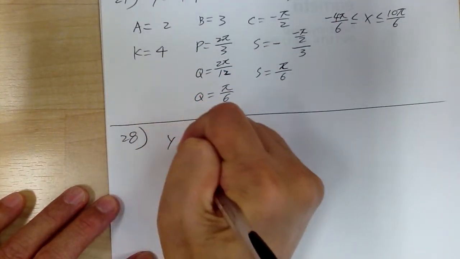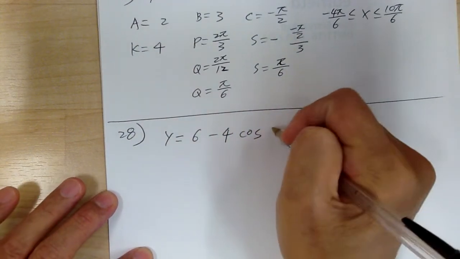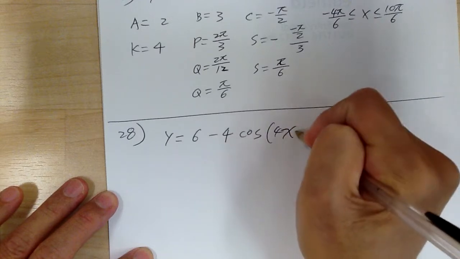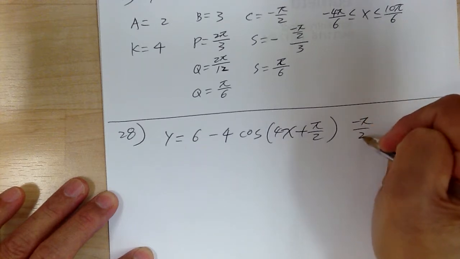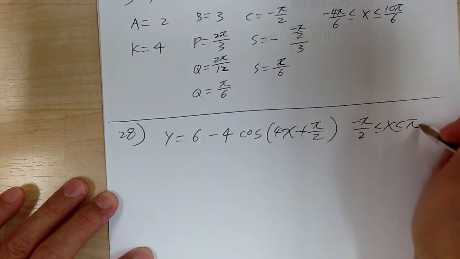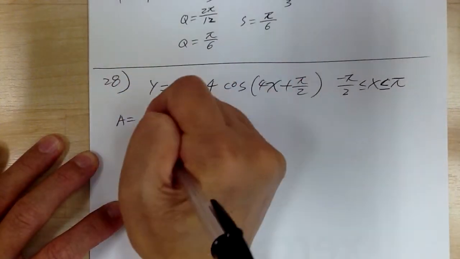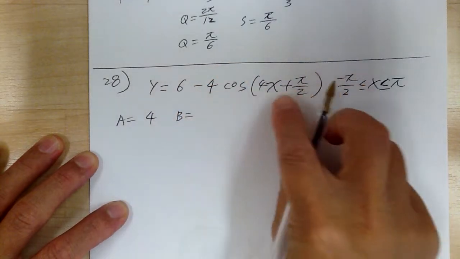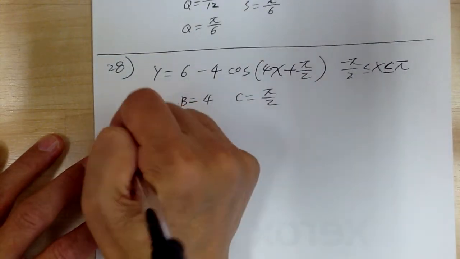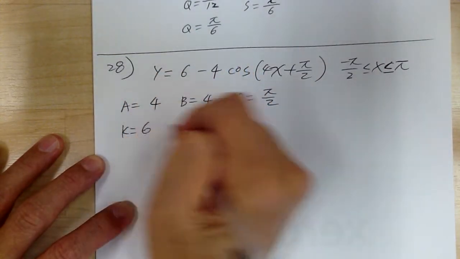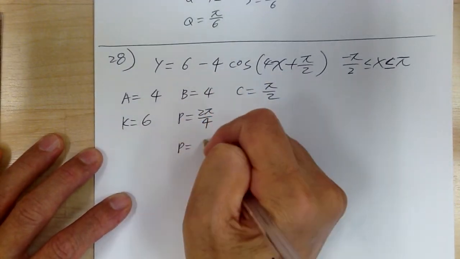Okay, let's go to number 28. Number 28, you have y equal to 6 minus 4 cosine 4x plus pi over 2, and you're going from -pi over 2 to pi. Okay, so you can get all your information. So A equal to 4, B equal to 4, C equal to pi over 2, so K equal to 6, and P equal to 2 pi over 4, so period equal to pi over 2.